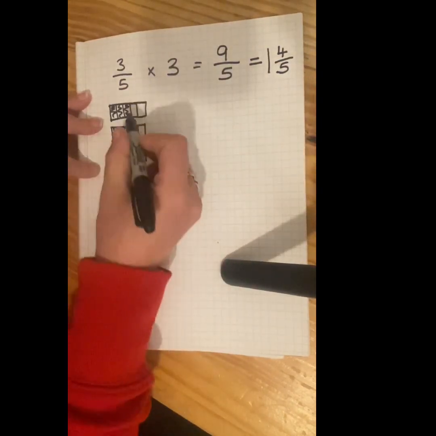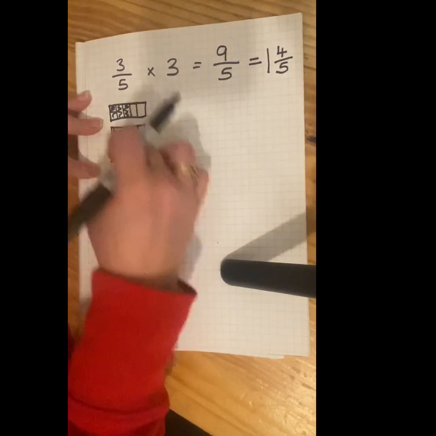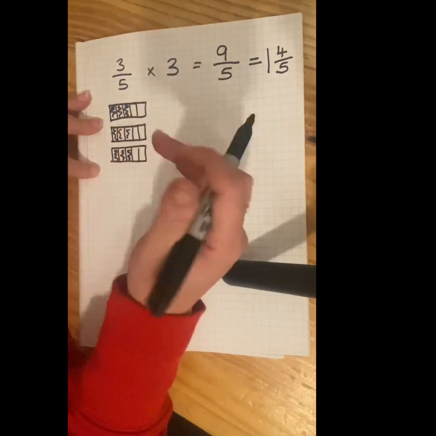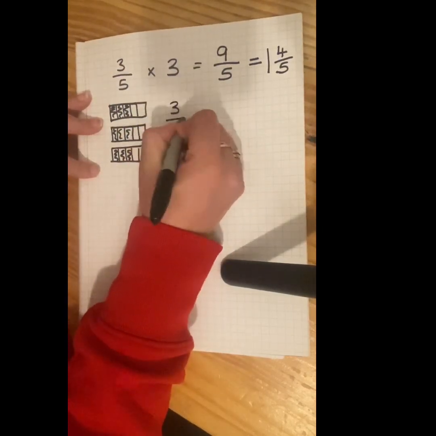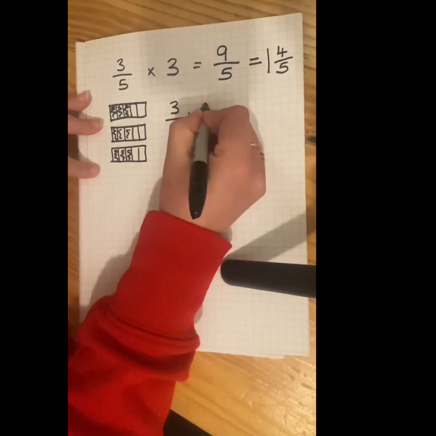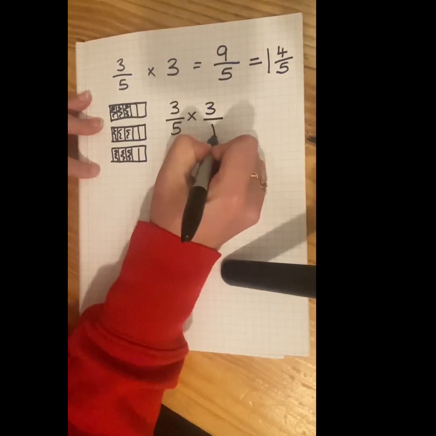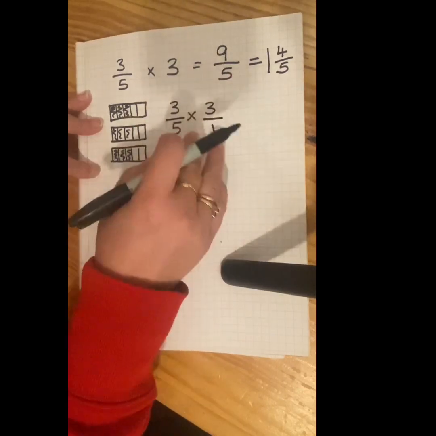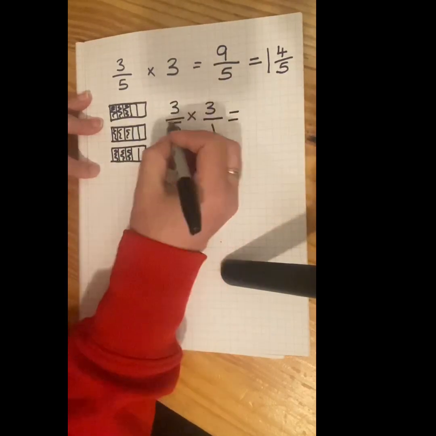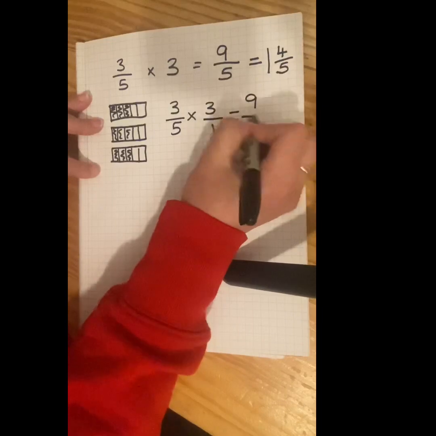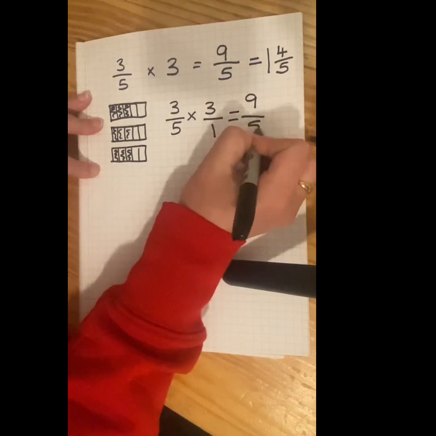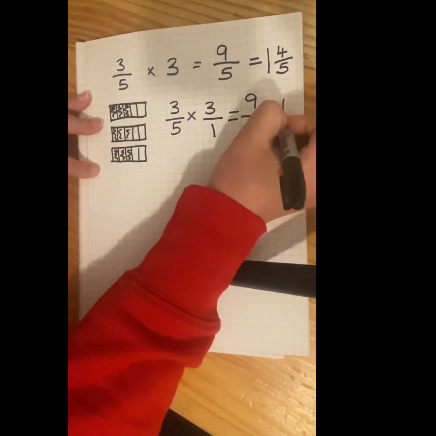Now I drew out this method so you can see I've done it 3 times. I've got 3/5 3 times. The short way of doing it is 3/5 multiplied by 3. Now because we know this is 3 whole ones, we can put it over 1, because 3 over 1 is the same as 3 whole ones. Multiply the top together to make 9, multiply the bottom together to make 5, and then simplify.